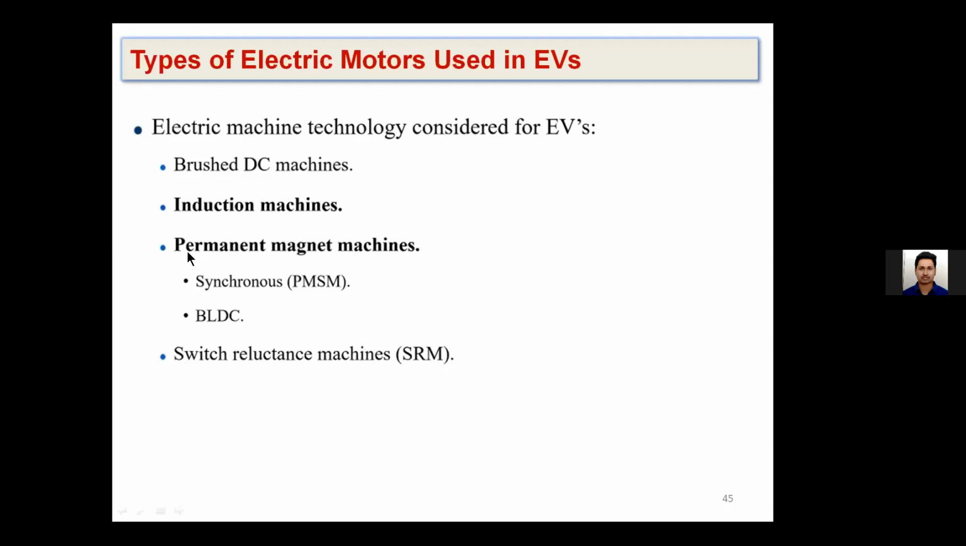Major attention is given to the permanent magnet machines. These are getting popular nowadays for EV applications. In permanent magnet machines, we have the PMSM, permanent magnet synchronous machine, and BLDC, brushless DC motor.